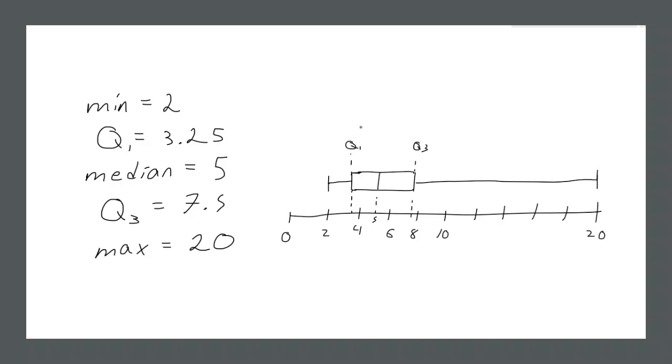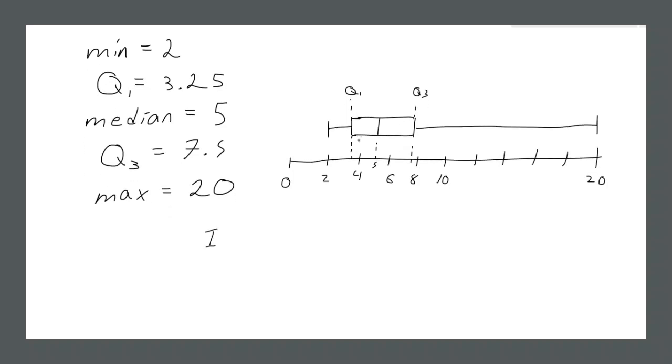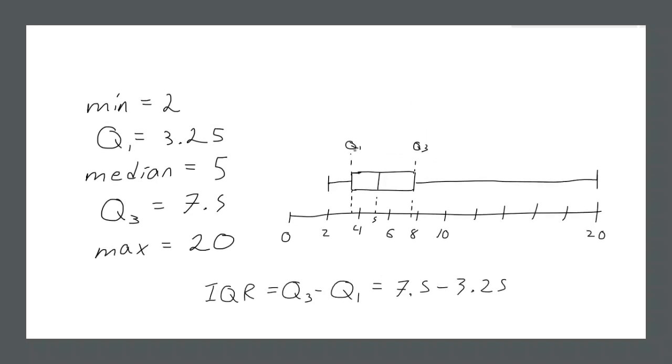But we're not done yet. We want to check for outliers. And how to do that is you look at something called your interquartile range, or IQR for short, and that's equal to Q3 minus Q1, which in our case is 7.5 minus 3.25, right? That's our Q3 minus Q1. 7.5 minus 3.25 is 4.25.